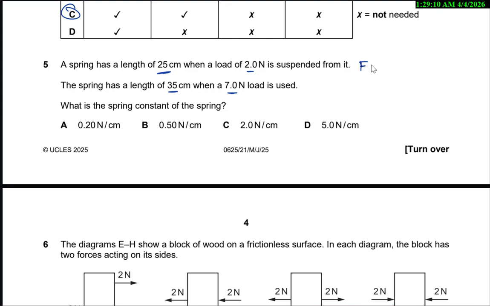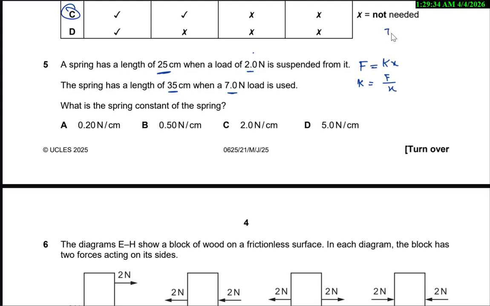So this question is actually from Hooke's law. F equal kx. Hooke's law states that extension is directly proportional to the applied force within the limit of proportionality. So here we have to find spring constant, k equal F over x. You can see we have two forces. Initially we have 2 Newton force, then we have 7 Newton force.